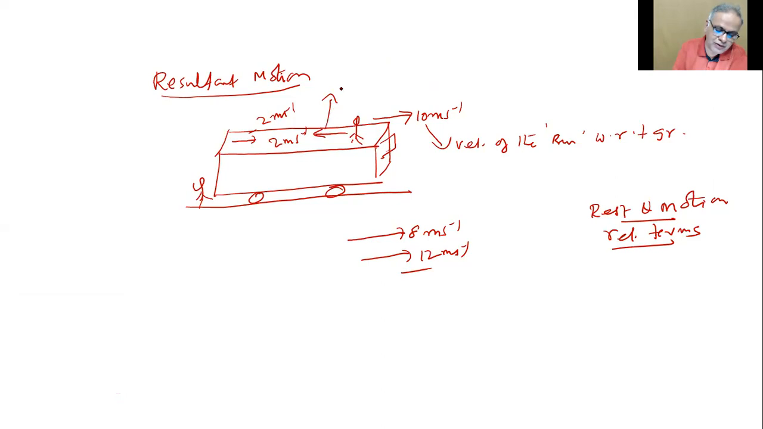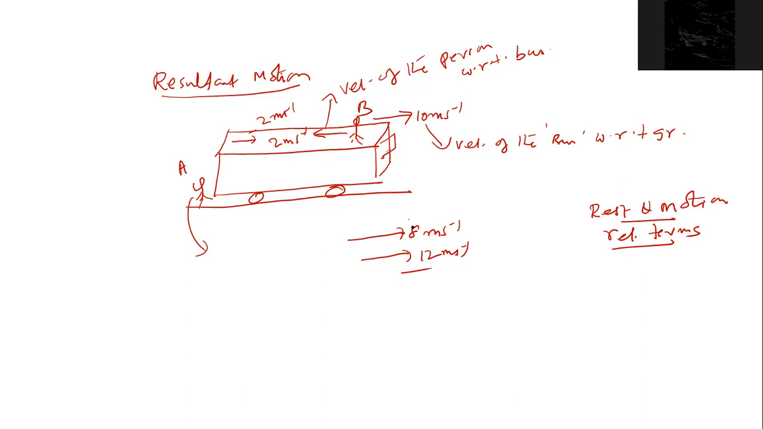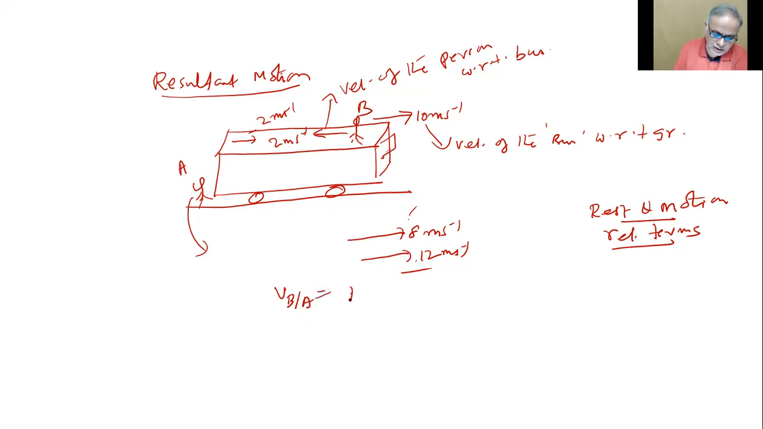So this is velocity of the person with respect to bus. And then what is this 8 or 10, 12? This is A, my observer here. This is B. So what is this 8 or 10? So it's velocity of person B with respect to A. That's correct. So velocity of person B with respect to A is 12 meters per second. If this 2 is this way, if 2 is that way, velocity of B with respect to A will be what? 8 meters per second.